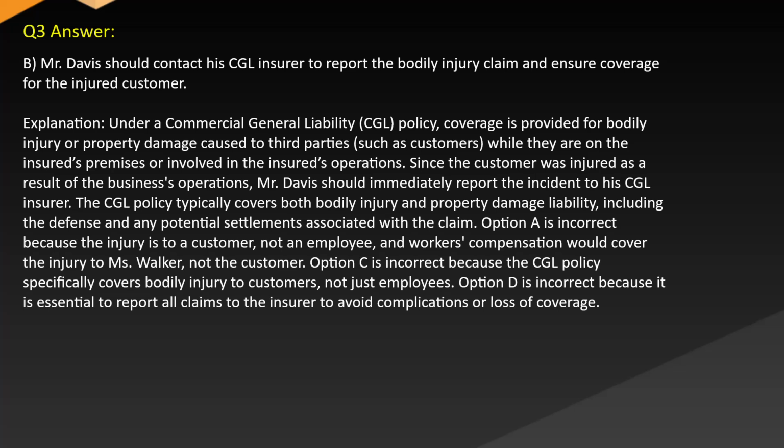Option A is incorrect because the injury is to a customer, not an employee, and workers' compensation would cover the injury to Ms. Walker, not the customer. Option C is incorrect because the CGL policy specifically covers bodily injury to customers, not just employees. Option D is incorrect because it is essential to report all claims to the insurer to avoid complications or loss of coverage.